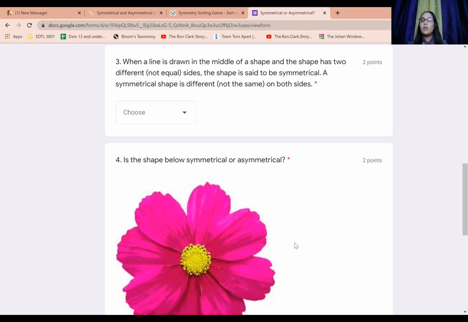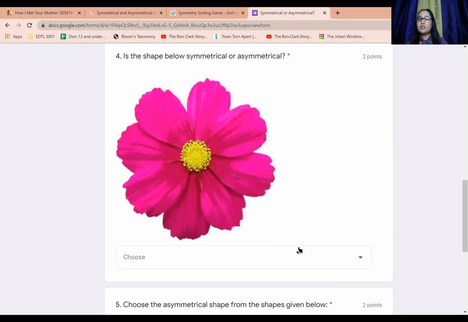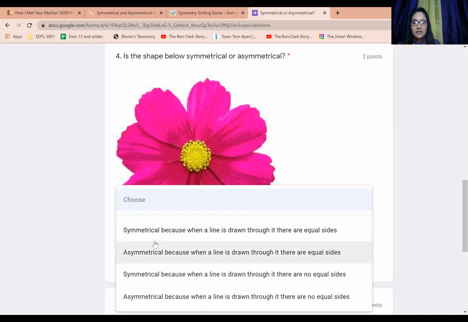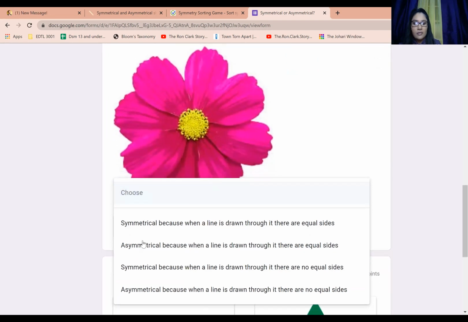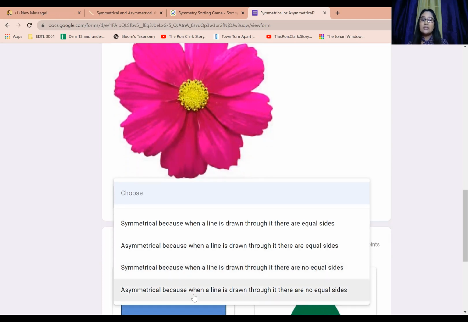Very good. Question 4. Is the shape below symmetrical or asymmetrical? Let's see the options. Symmetrical because when a line is drawn through it, there are equal sides. Is it? No, not that one. Asymmetrical because when a line is drawn through it, there are equal sides. Let's discuss that statement a bit. An asymmetrical shape, when a line is drawn through it, has different sides, not equal sides. The shape is not symmetrical. So it's asymmetrical because when a line is drawn through it, there are no equal sides. So both sides of the flower are different when a line of symmetry is drawn down the middle.